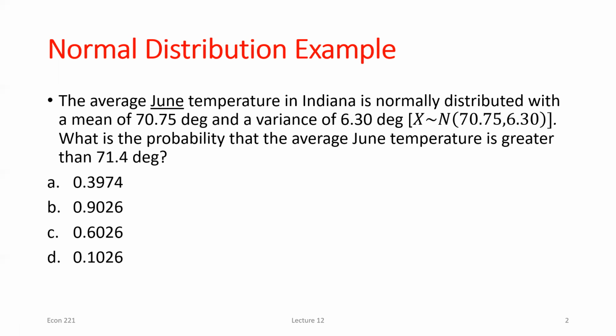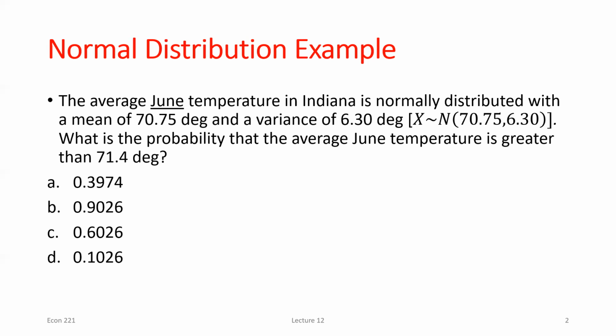Anytime we start working with this normal distribution, I think it really helps clarify a lot of things if you just draw it out, right? Because there are a couple of answers up here that we can definitely rule out just from the visual. We started off with this variable x, which is temperature. We know that it's normally distributed. It had a mean of 70.75, and the variance is 6.3.